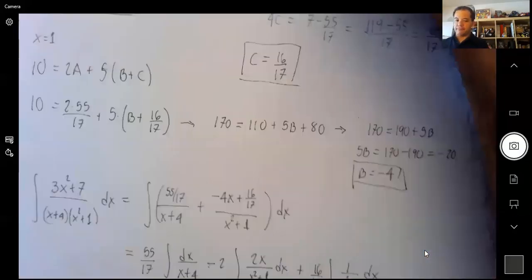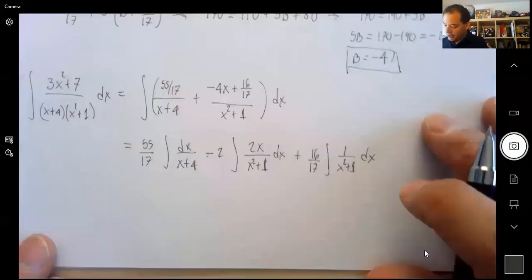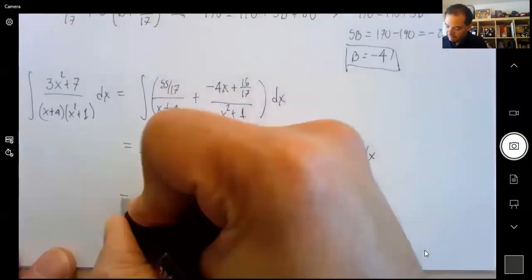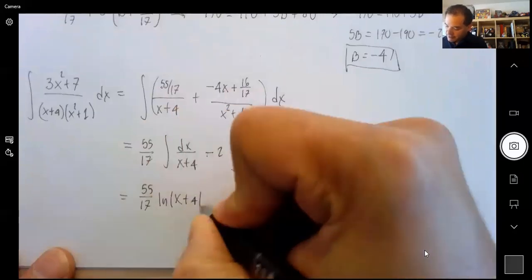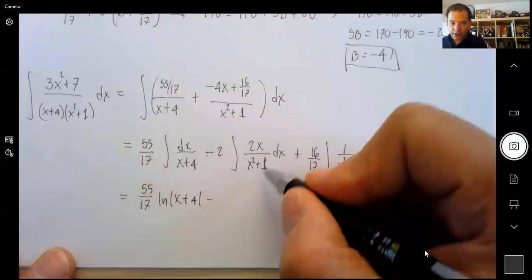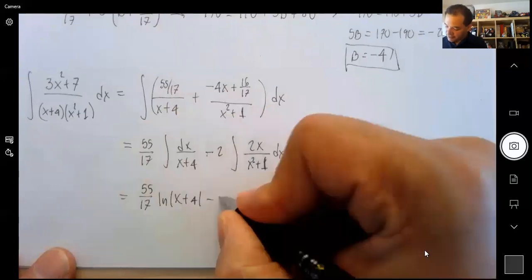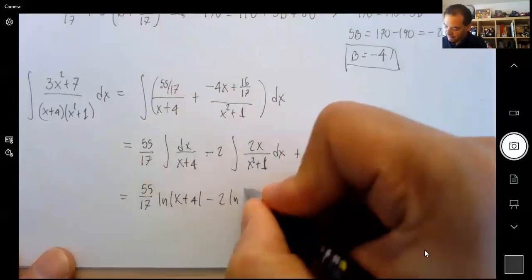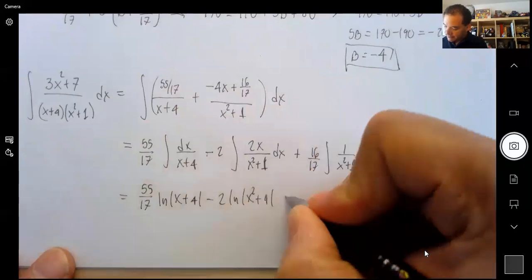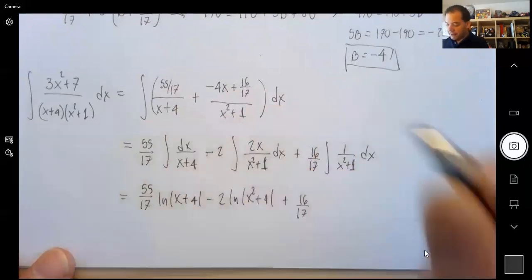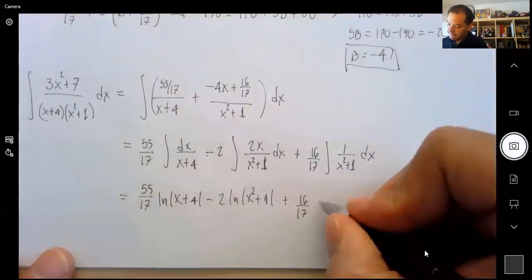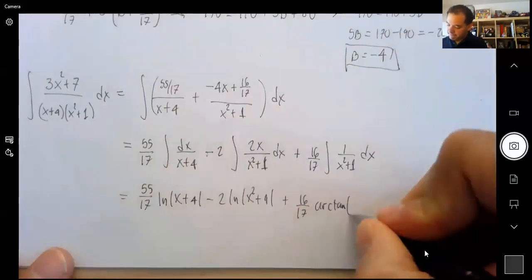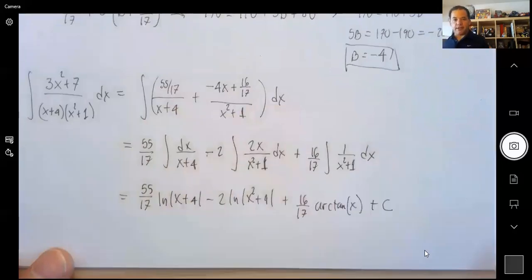Okay, so now we can integrate. This is ln of x plus 4. This, if you make u equal x squared plus 1, du will be 2x. So this is actually ln of x squared plus 1. And this one, careful, it's not ln of x squared plus 1. It's arctangent. And we're done. Okay, so be careful about that.